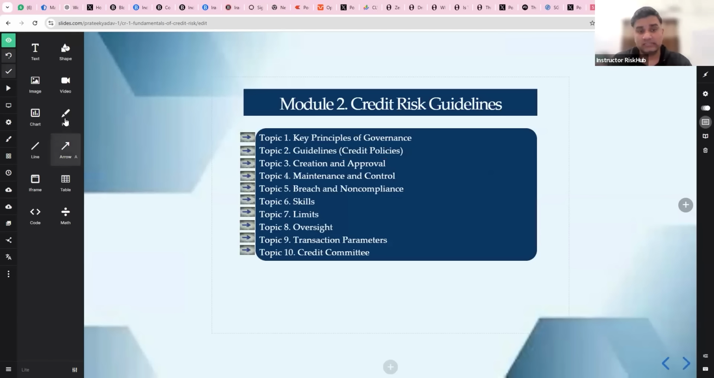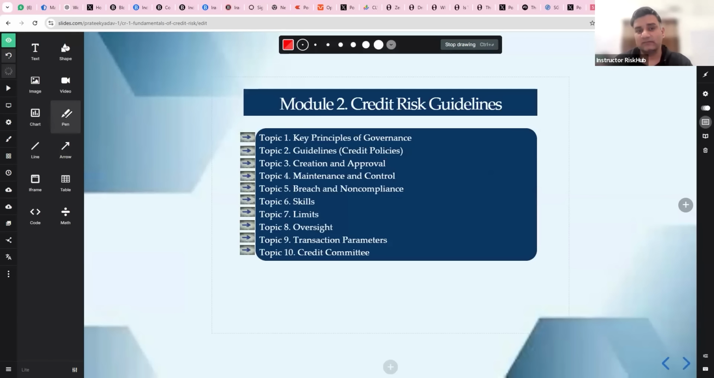Then we go into the second module, right? So first module is completed, very, very easy. Now we go into the second part, which is your credit risk guidelines, right? So now we are entering into the operating manual of your credit risk governance. Module 1 explained the structure. Module 2 now explains how the structure actually functions in practice. We'll try to go slide by slide and understand better, right?